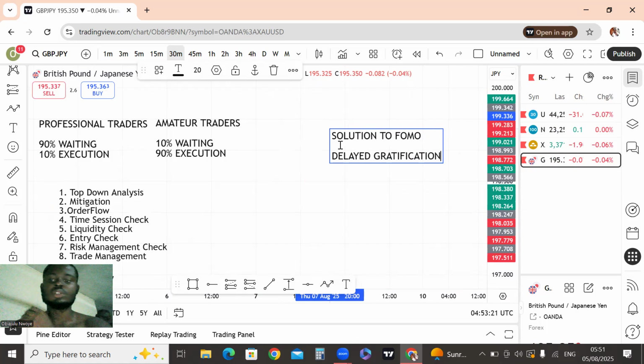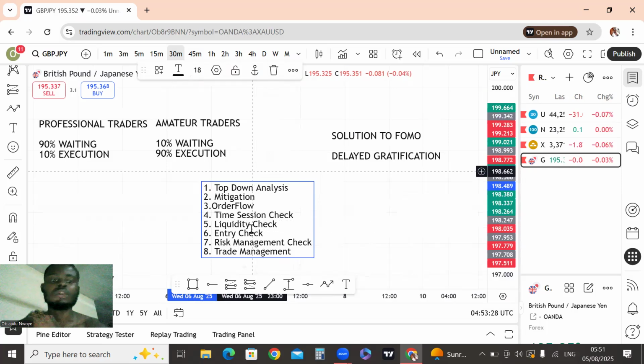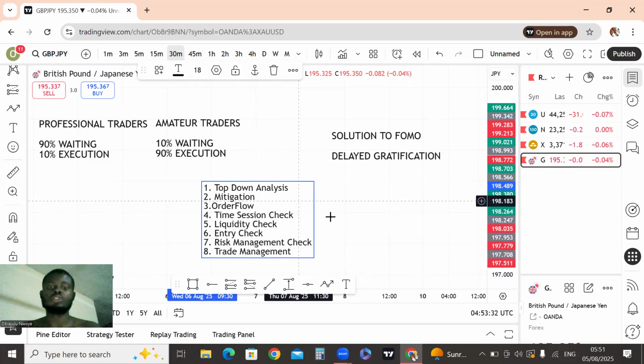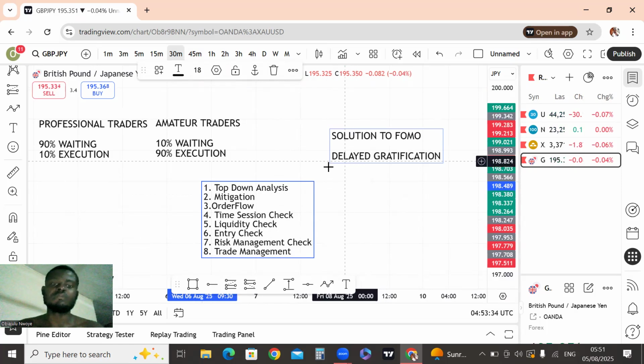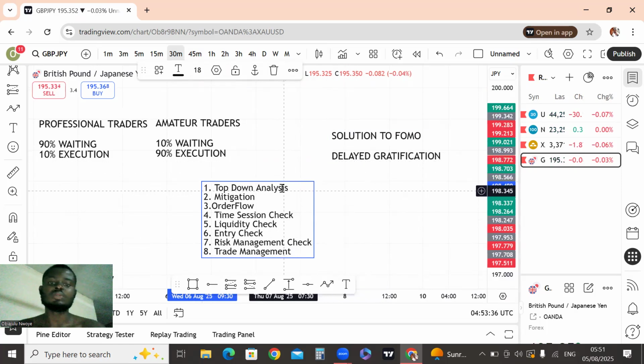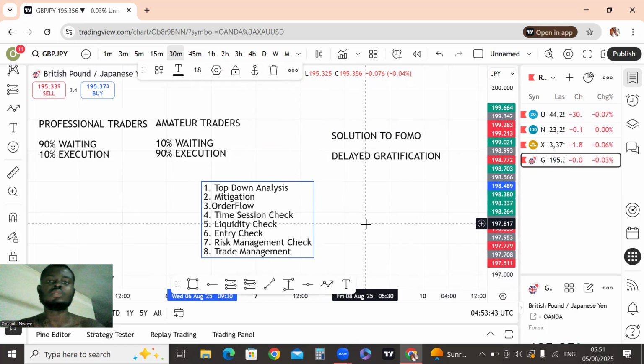Just be patient and take your time to go through your checklist. This is my checklist. You must have a mechanical checklist that you normally consider before you take trades. So make sure you take time, delay yourself. That entry can wait. Just check this checklist. That entry can wait. Once you check it and it aligns, then you can take that trade, even if it's a 1:1. Me, I don't take any trade that is less than 1:1.